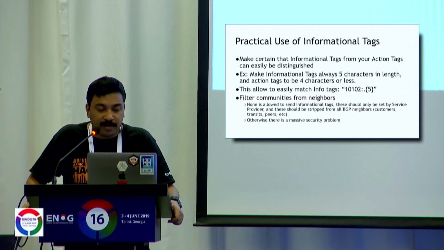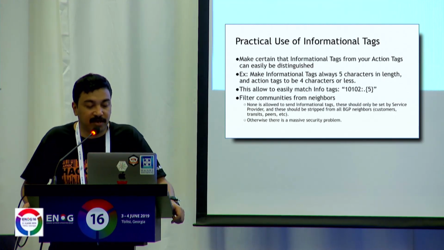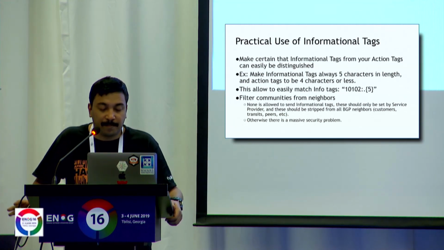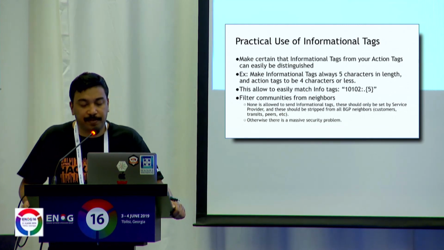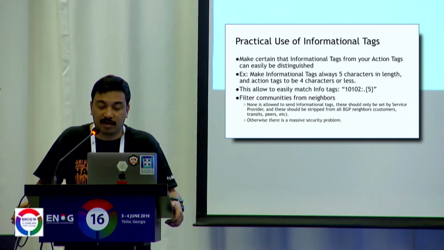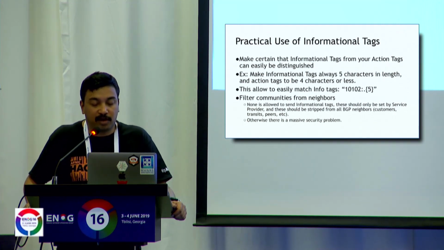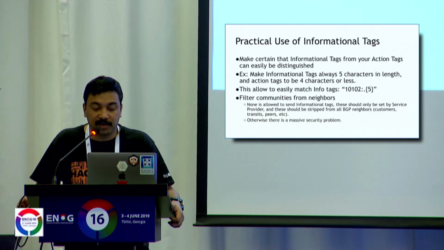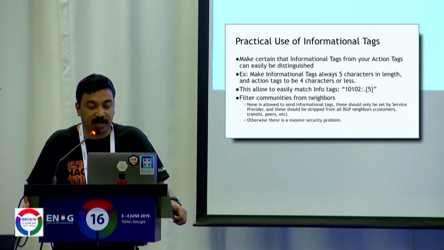So you have to make certain that the informational tags can be distinguished from your action tags, because informational tags always must carry 5 characters in length and action tags must be 4 characters or less. This allows you to easily parse the informational tags using a regular expression. For example, 10102: then a dot, then in curly braces 5, that is, you are dropping all prefixes which are coming towards your network with BGP communities which have 10102: followed by 5 digits, because those are supposed to be your information, and you are only allowed to attach that information to the prefix.